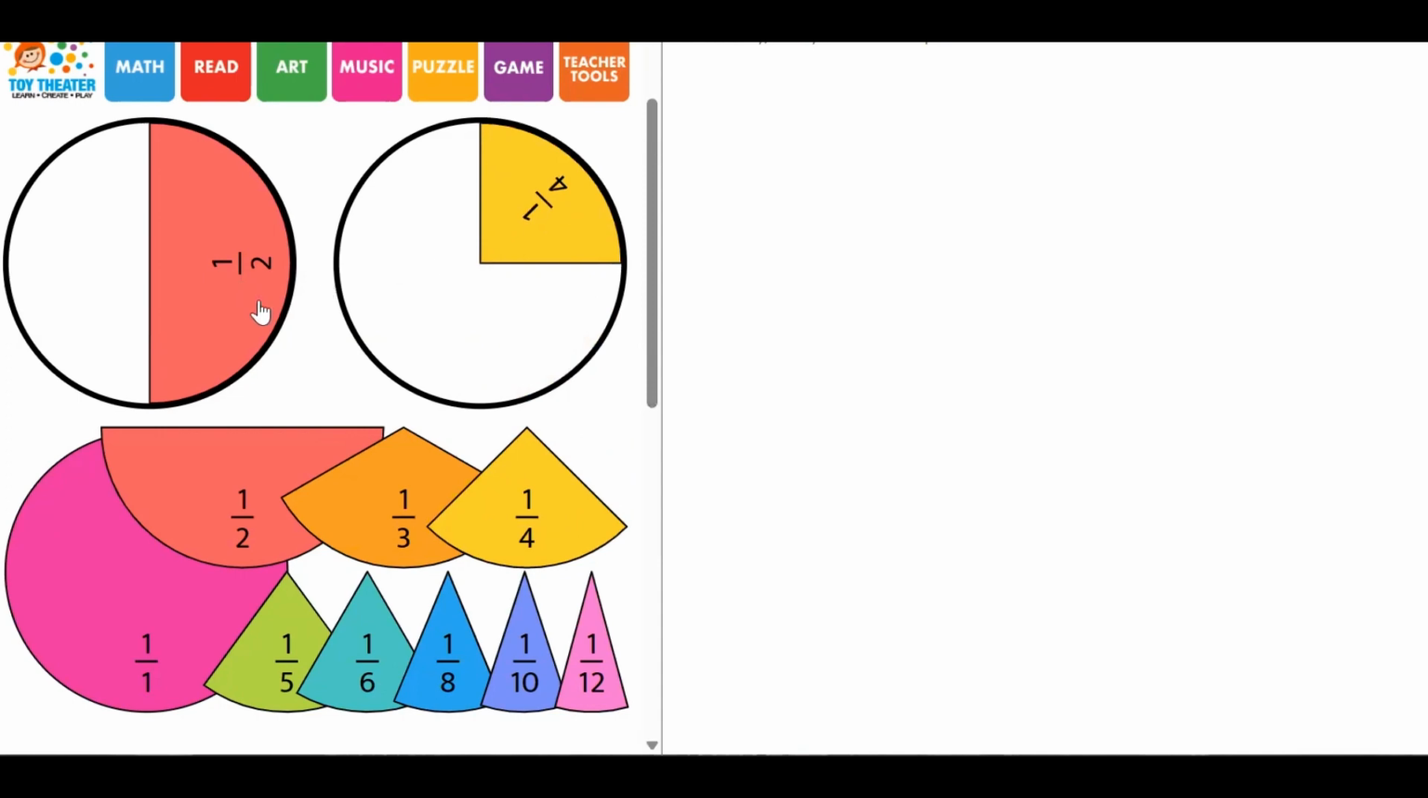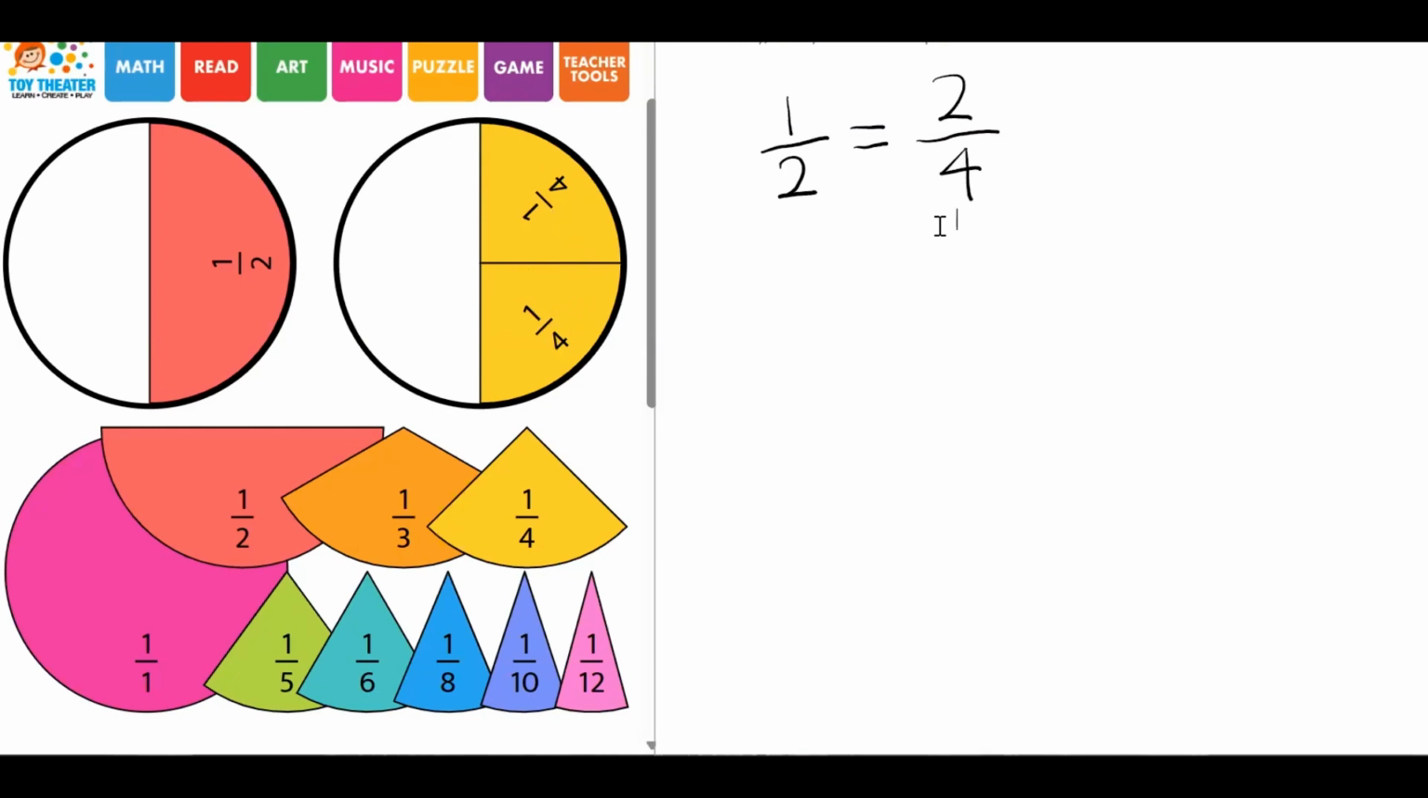Okay, it's still smaller than half. Let's try to add another quarter. Okay, so we can see it is the same size. So in this situation, I can say half is equivalent to 2/4. And where did I get 2/4 from? Because I have 2 pieces of 1/4. So that becomes 2/4. If I say that these two fractions are equivalent, I can use an equal sign.